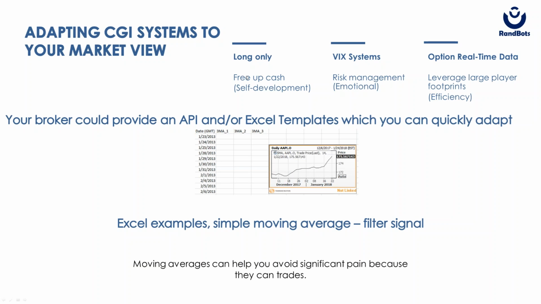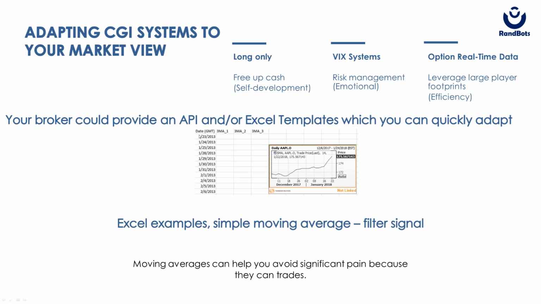So it's easier. We're going to analyze three examples where you could use the data. First is a long-only system. Long-only systems are good because they have a lot of cash. For me, it was a self-development stage because this is how I started. It helped to look at only one side of the market and then look for other systems. Then we're going to analyze a big system on risk management. And the last example is going to be real-time option data and how it leaves footprints.